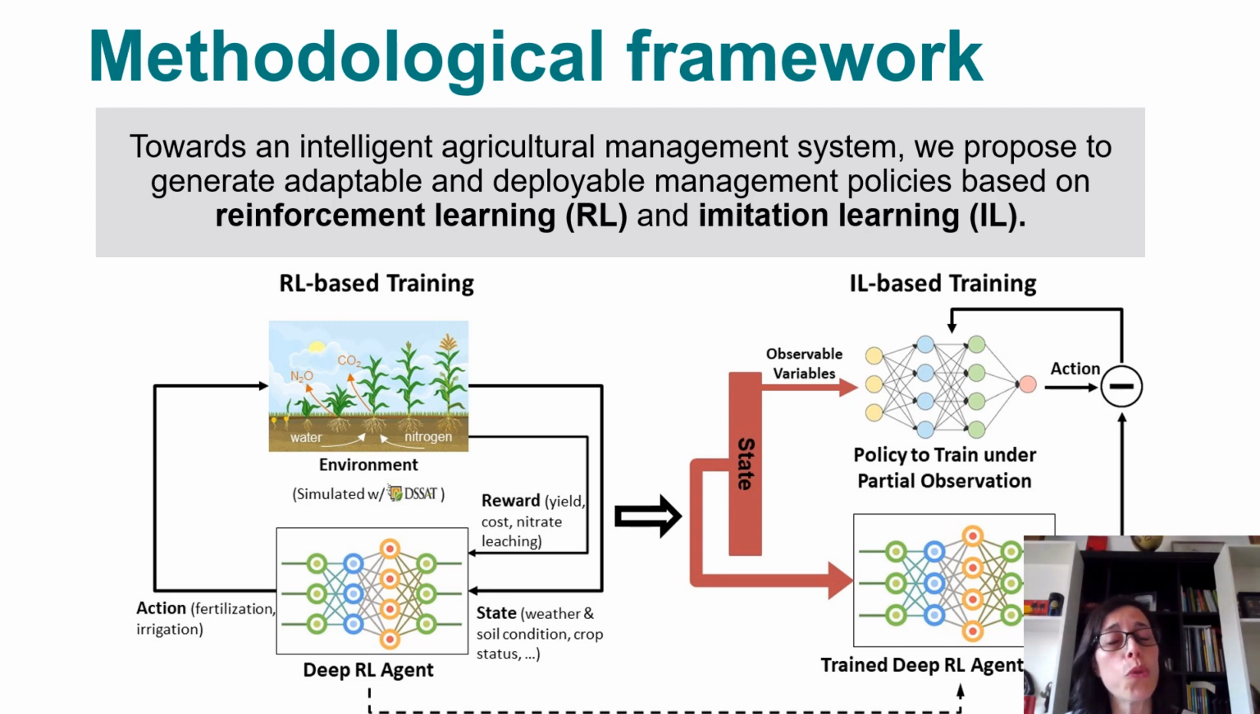We first use deep reinforcement learning, in particular deep Q-network, to train the management policies that require all state information from the simulator as observations, which we call full observation. And we then invoke imitation learning to train management policies that only need a limited amount of state information, which can be readily obtained in the real world. For example, like rain, temperature, or the different plant growth stages. This limited state information is denoted here as a partial observation.